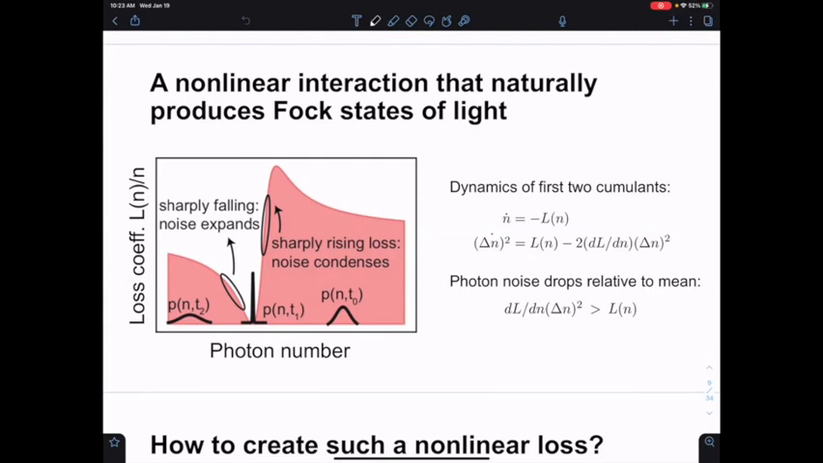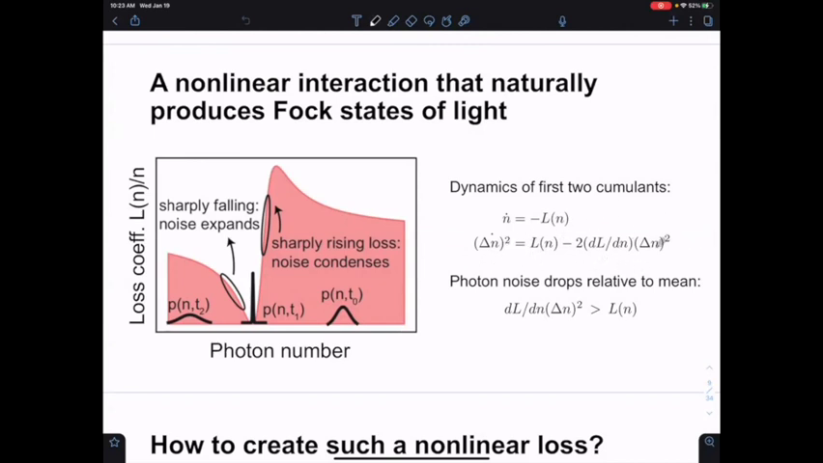And the simplest way to see that is to look at the equation of motion for the first two cumulants. One is the mean, the other is the variance. So the mean decays according to the average rate of loss. That's to be expected. The variance is influenced by two contributions.